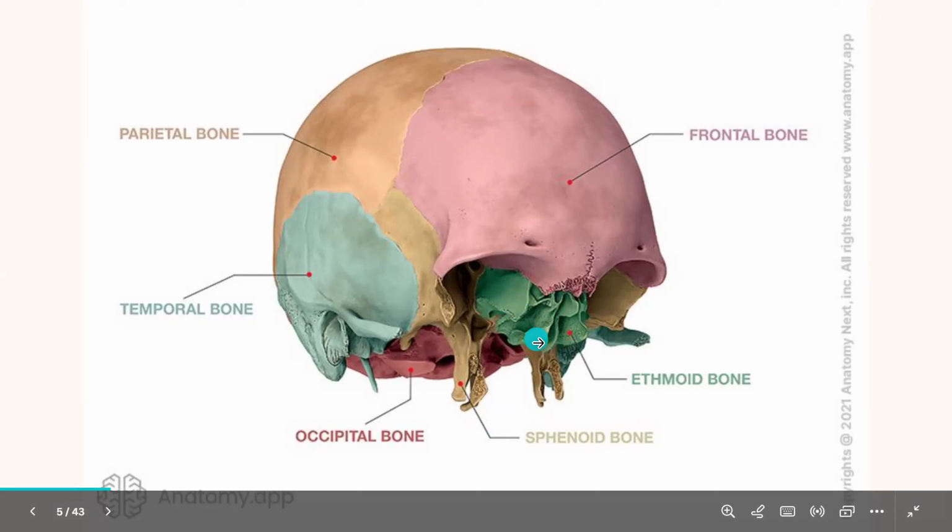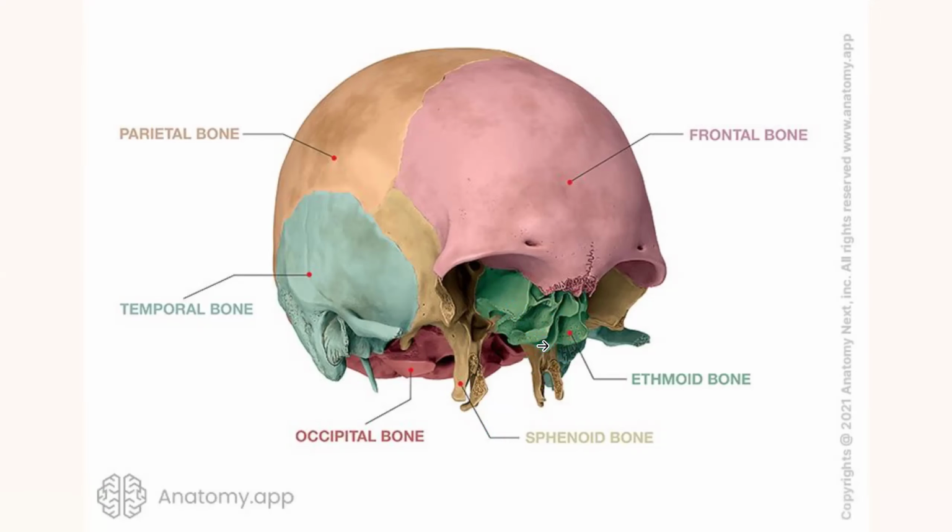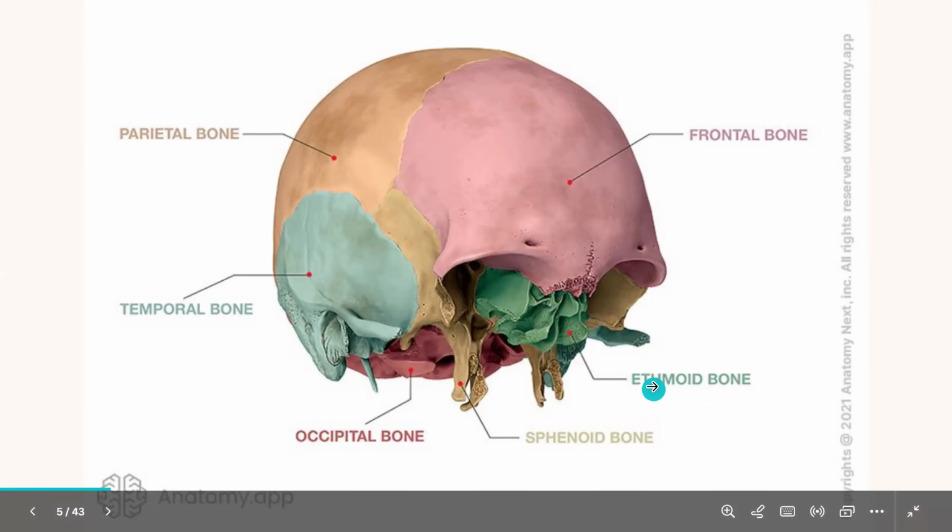And the ethmoid bone. I call the ethmoid bone the bone of the nasal cavity because it composes three of the borders, or three walls, of the nasal cavity. It forms the medial wall, the lateral wall, and the roof of the nasal cavity. All of that is formed by the ethmoid bone.